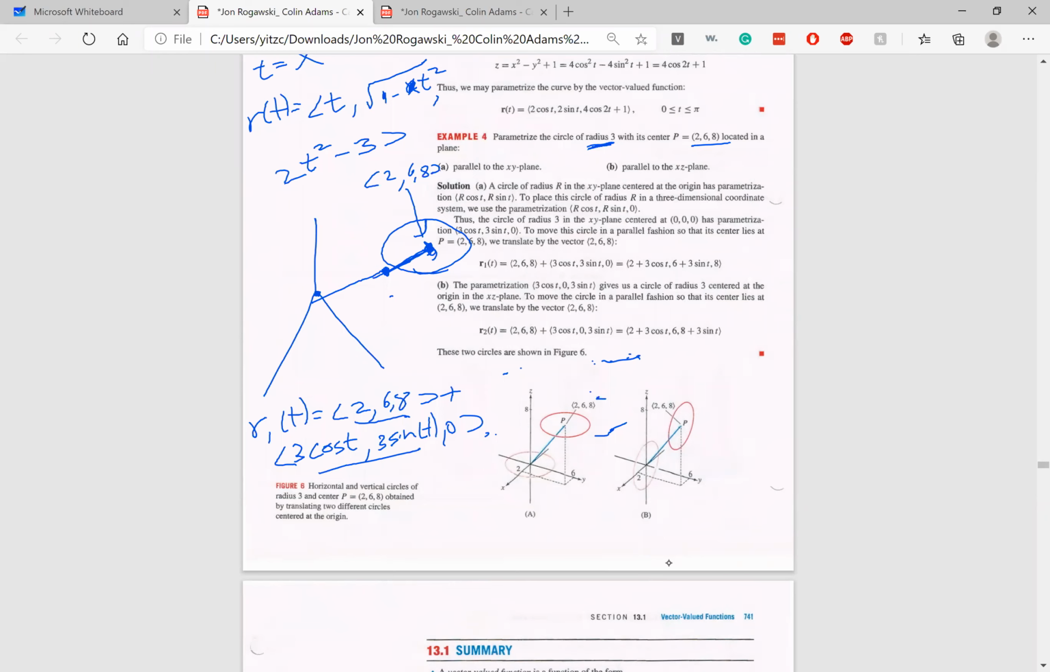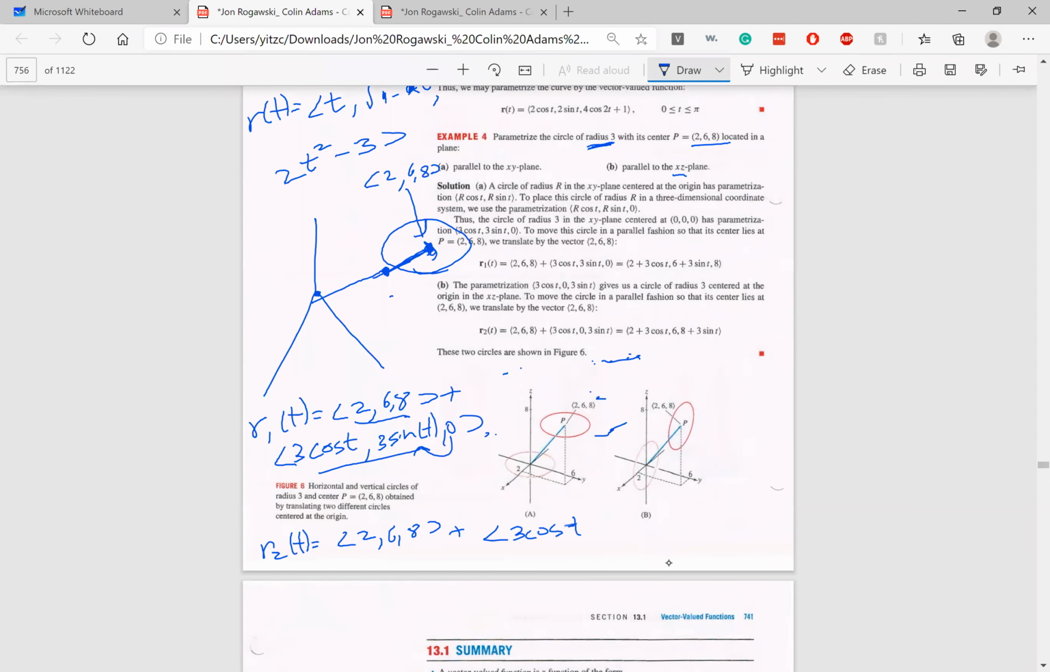And then for the second part, if you want it to be parallel to the xz plane, then all you really have to do is put this 0 over here. So that would be r2 of t is equal to 2, 6, 8 plus 3 cosine of t, 0, and then 3 sine of t.